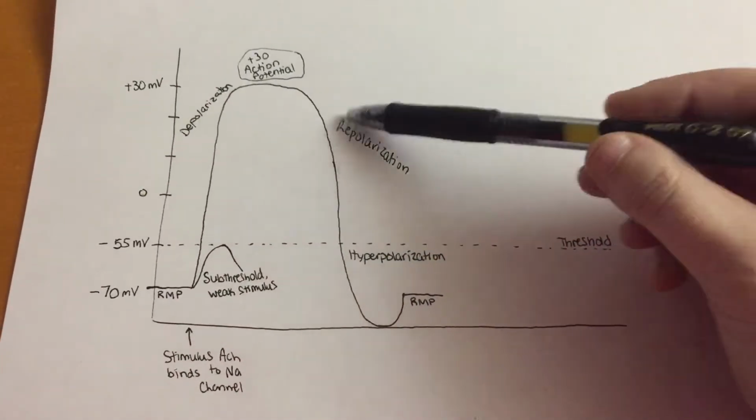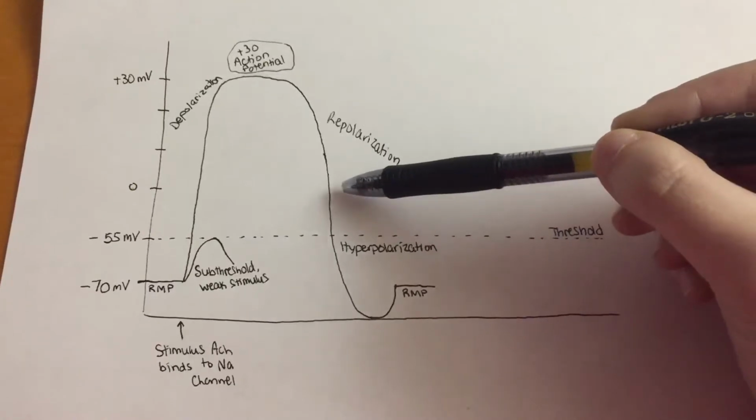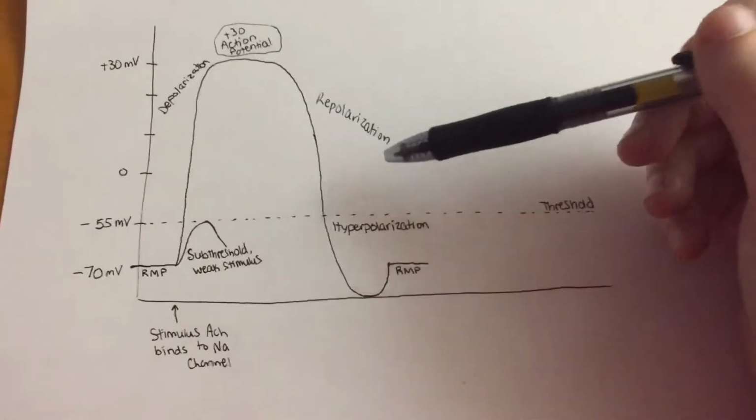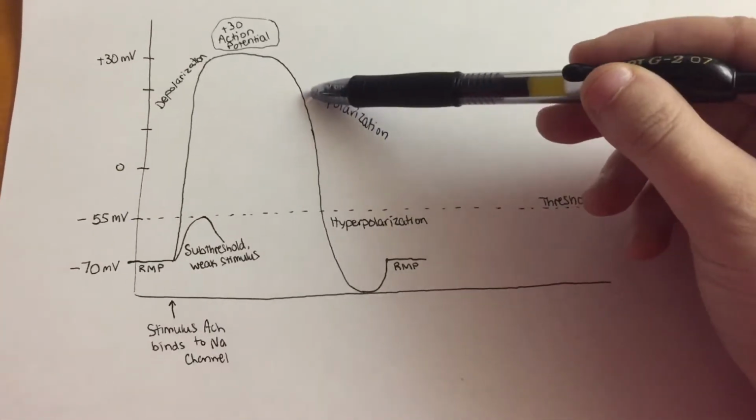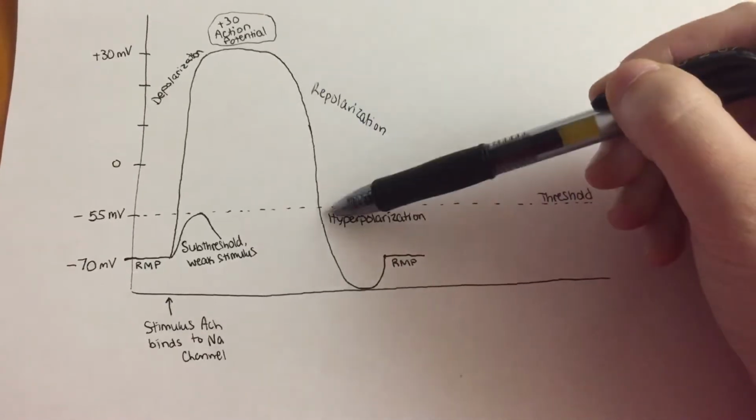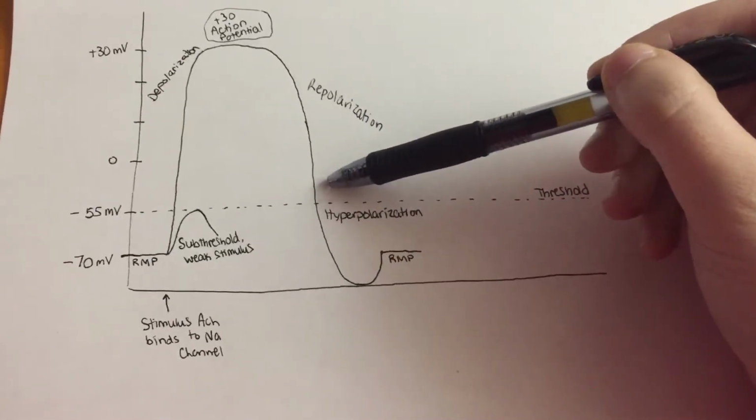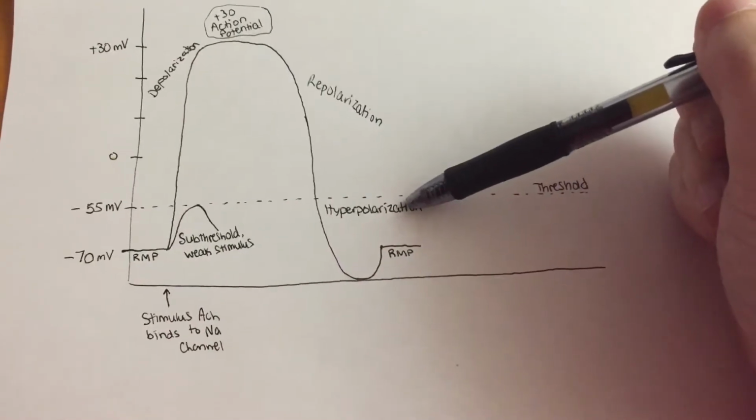Then it goes down, repolarization. This is where there's a potassium efflux. This is where potassium goes out, and this causes it to become negative because it's losing potassium. And then next is hyperpolarization.